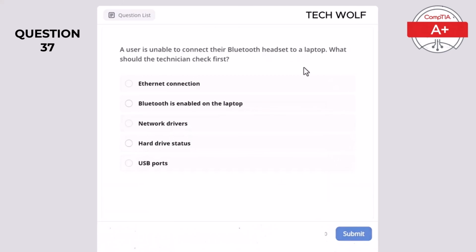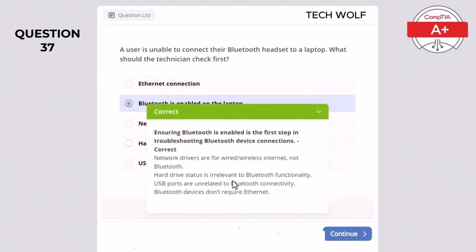And question number 37. A user is unable to connect their Bluetooth headset to a laptop. What should the technician check first? Ethernet connection, Bluetooth is enabled on the laptop, network drivers, hard drive status, or USB ports. The correct answer here is Bluetooth is enabled on the laptop. Ensuring Bluetooth is enabled is the first step in troubleshooting Bluetooth device connections.